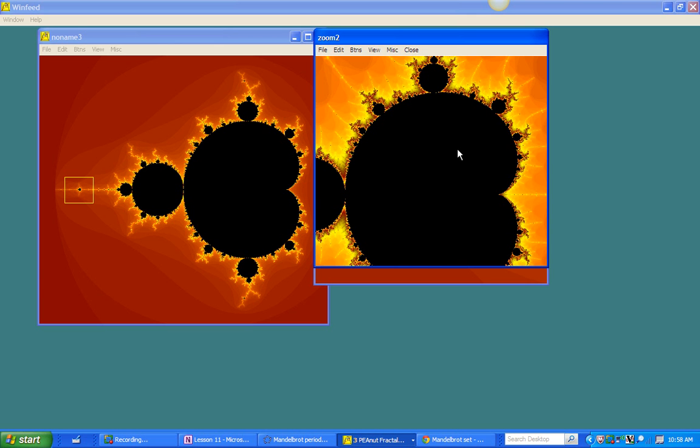So there you have some zooming in on the Mandelbrot set. We're not really explaining what's going on right now. We're just looking at it and mapping it out to see what it looks like. That's all for this lesson. We'll come back and do a little more in the next lesson.